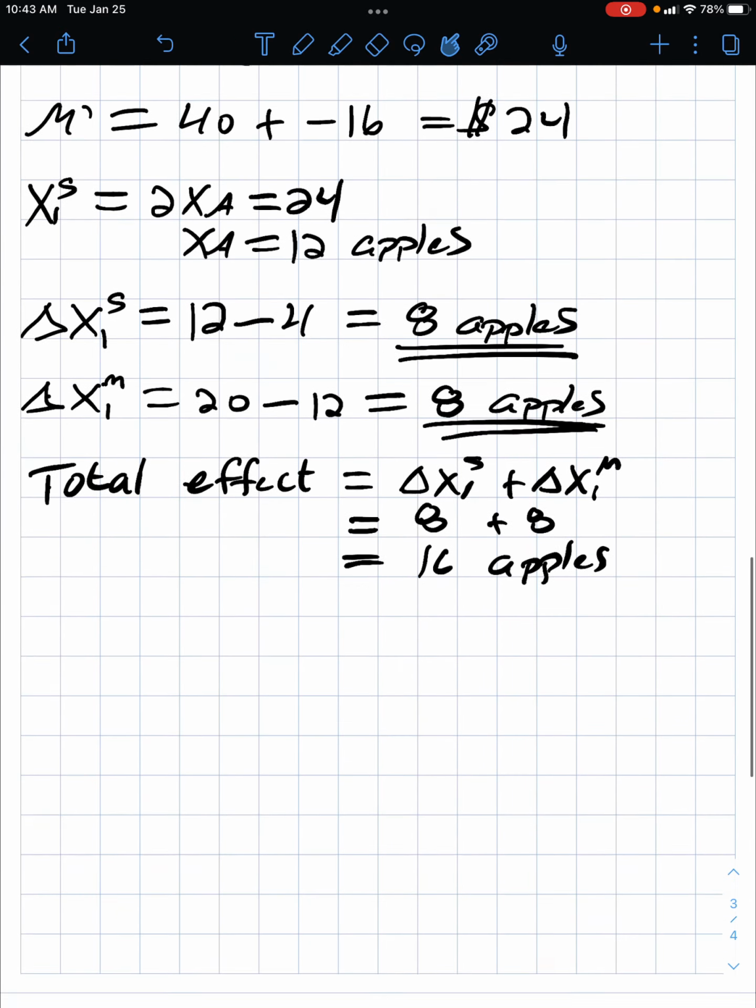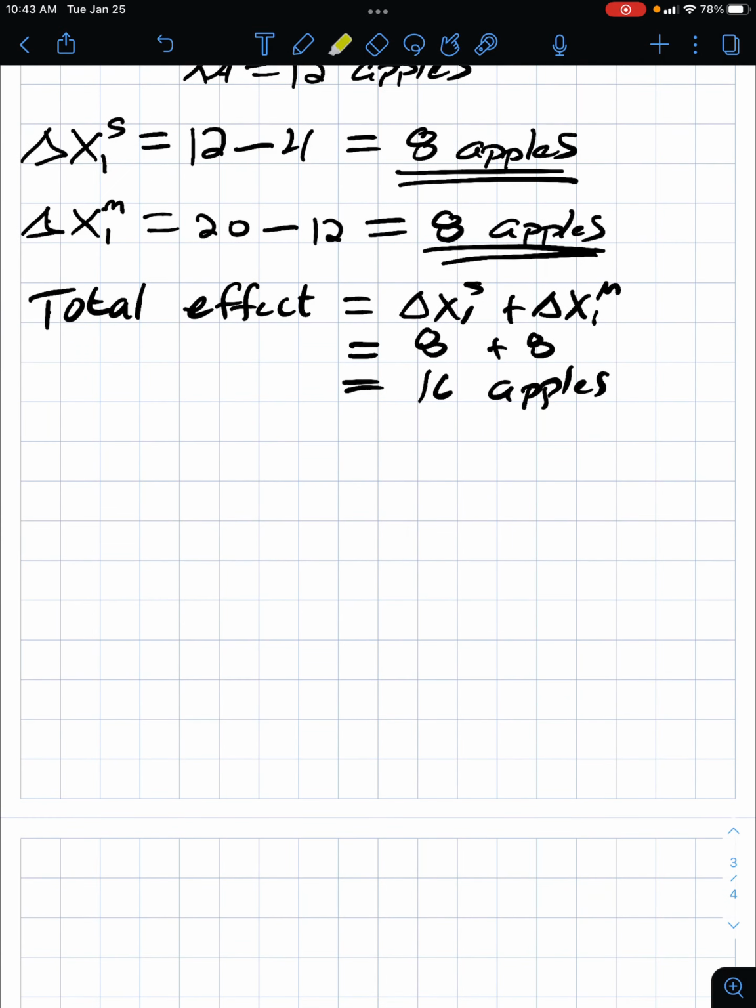So Kate's substitution effect and income effect are both 8 apples, and the total effect is 16 apples. So this is the solution to the problem.